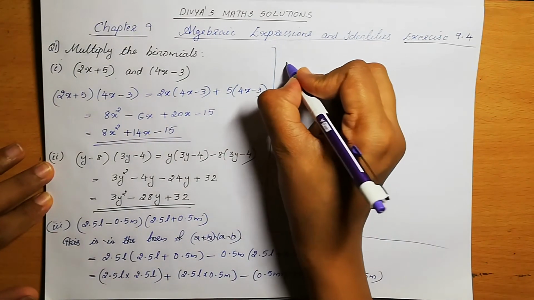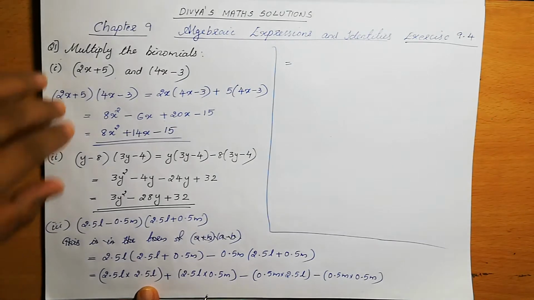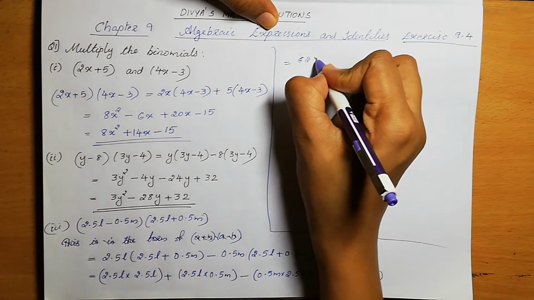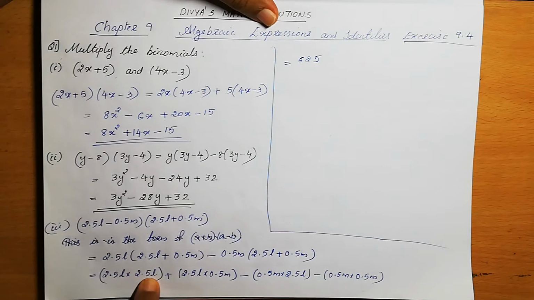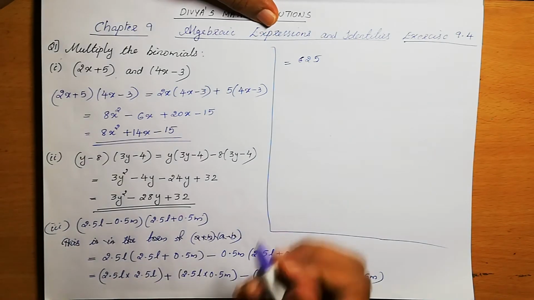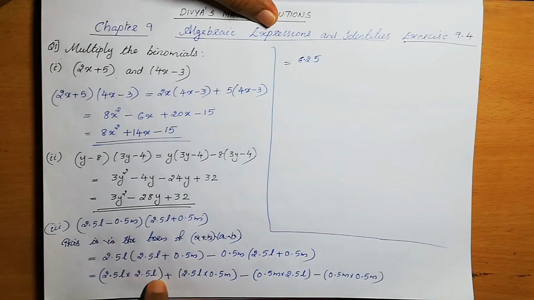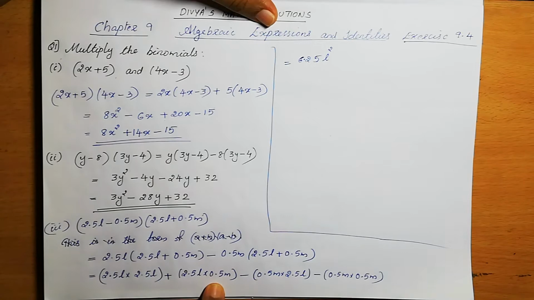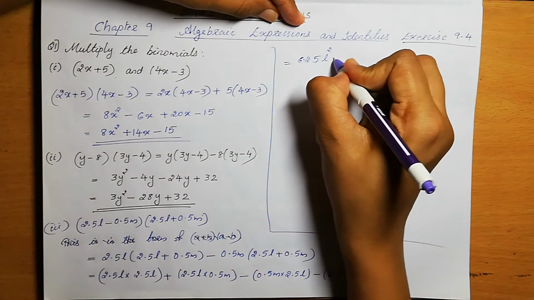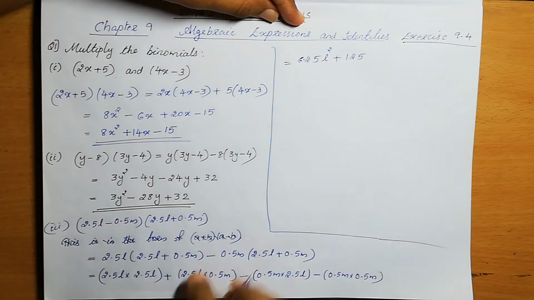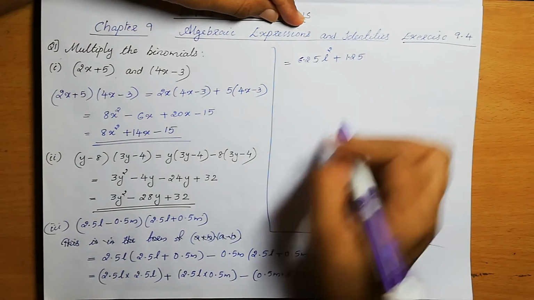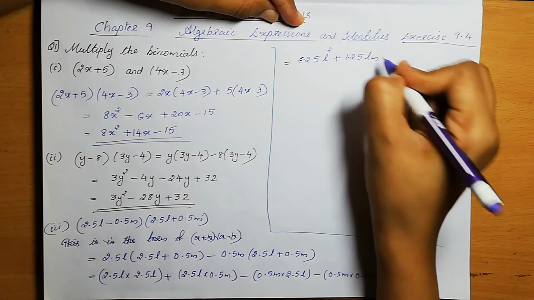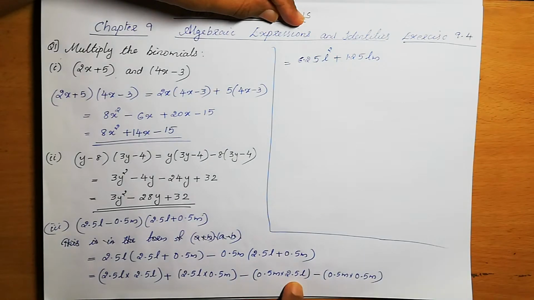So this is equal to 25 square is 625. 625. After the point, how many digits? Here one digit, here one digit. So after the point, two digits are there. So 6.25, then l into l is l square. Next, 2.5 into 5, 25 into 5 is 125, right? So plus 125, and here also after the point, two digits. L into m is lm.